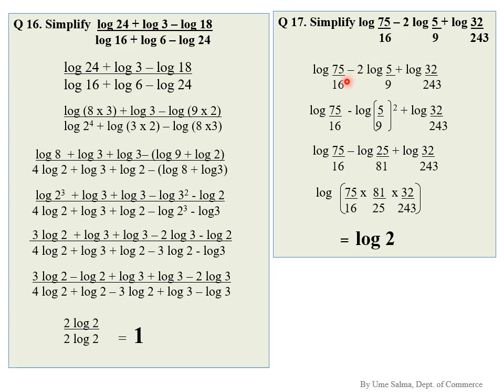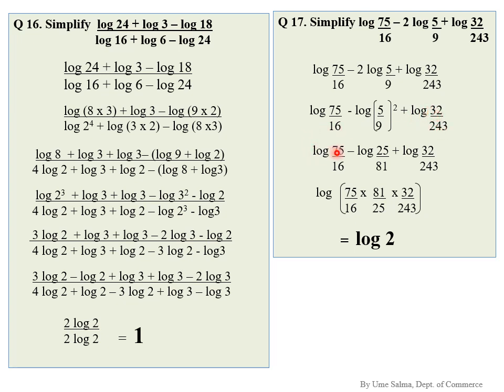Log 75 by 16 minus 2 log of 5 by 9 plus log of 32 by 243. So what we'll do is we'll take this as it is. Instead of writing 2 log 5 by 9, we'll take the logarithm of 5 by 9 to the power 2. This can be taken as exponent 2, plus log 32 by 243.